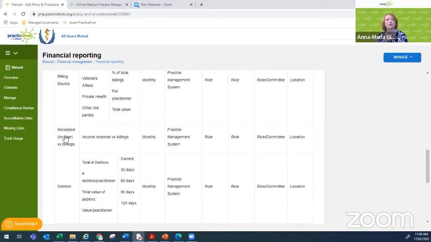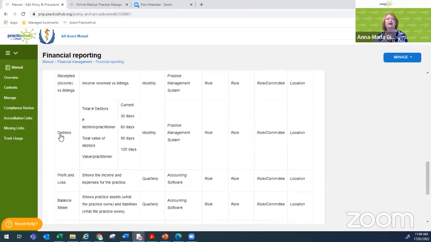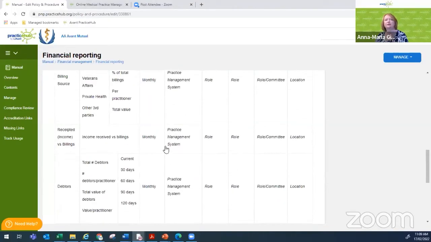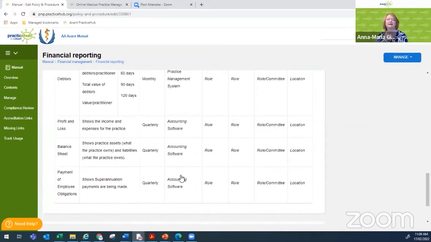Receipted items versus your billings, so income versus billings. Debtors, very important, and we do have a debtors policy coming up. And then there's information you're probably going to extract from your practice management system, but these other reports around profit and loss, balance sheet and those sorts of things will come out of your accounting software.